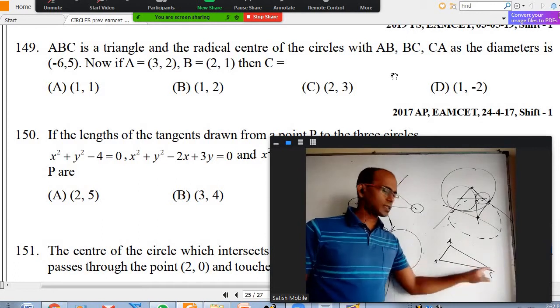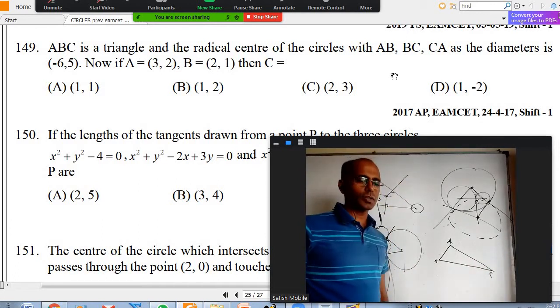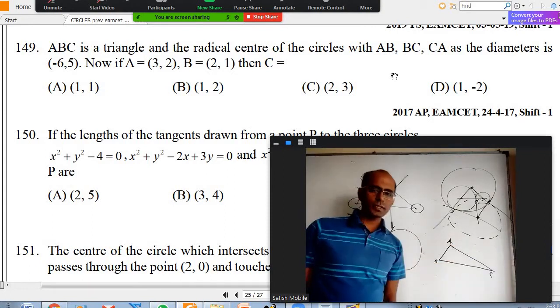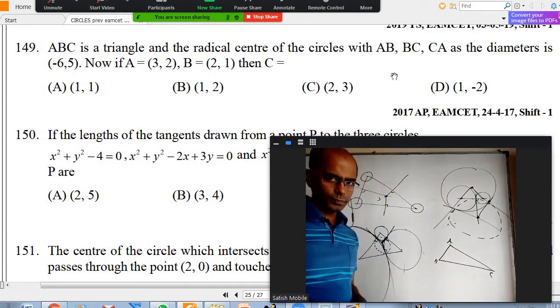Take these two as ends of diameter, you'll get one circle, draw that. Circle with A and B as ends of diameter, and circle with A and C as ends of diameter. Just draw in rough pace, not a problem.